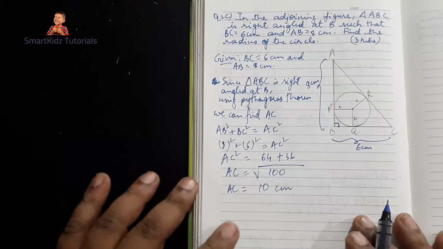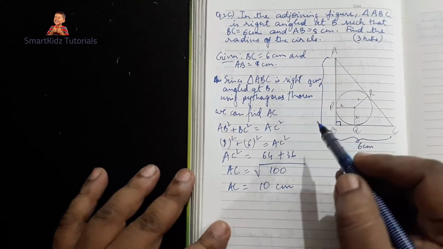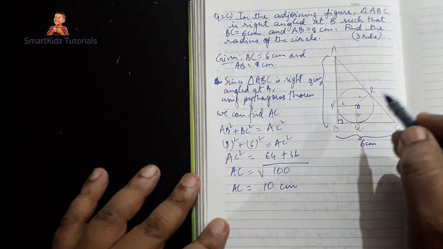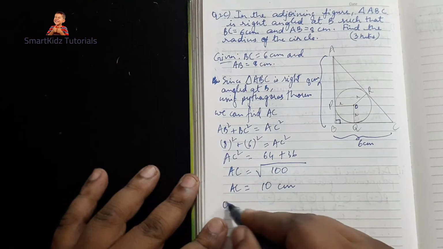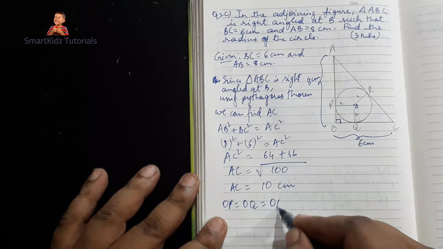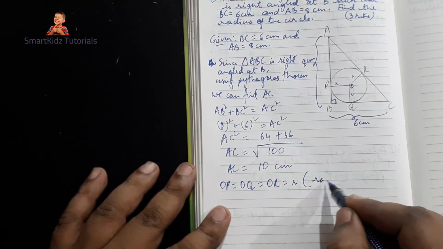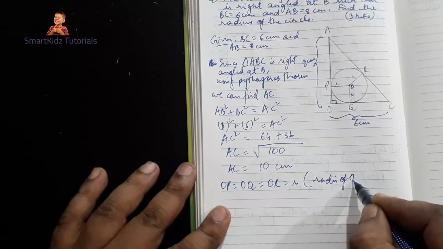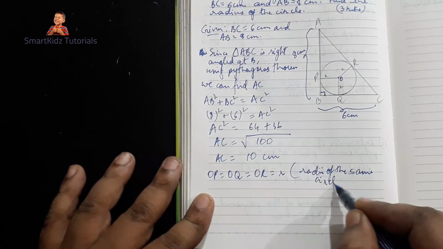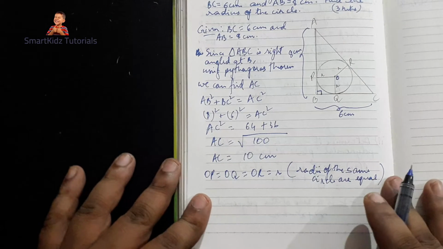Now the other thing that we know, these are all radii, and radii of the same circle are equal to each other. So we can state, and this is O over here, by the way, that OP equal to OQ equal to OR, equal to R, because the radii of the same circle are equal.